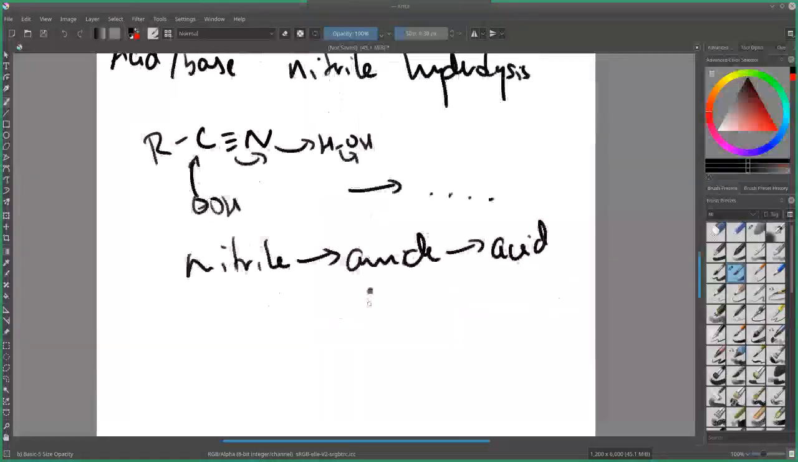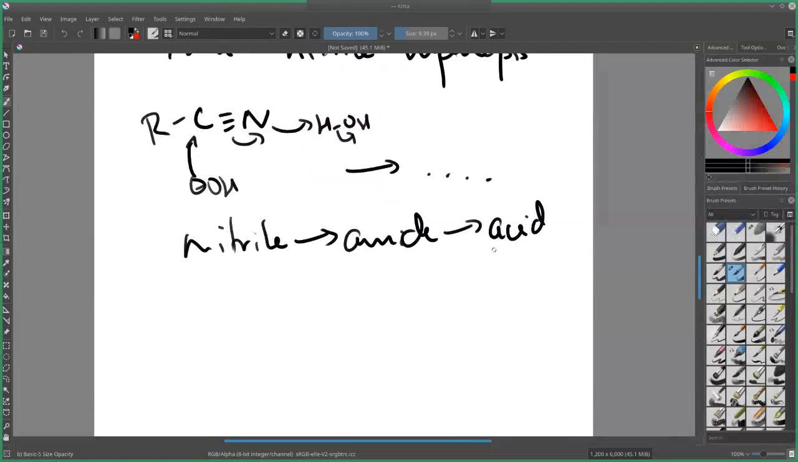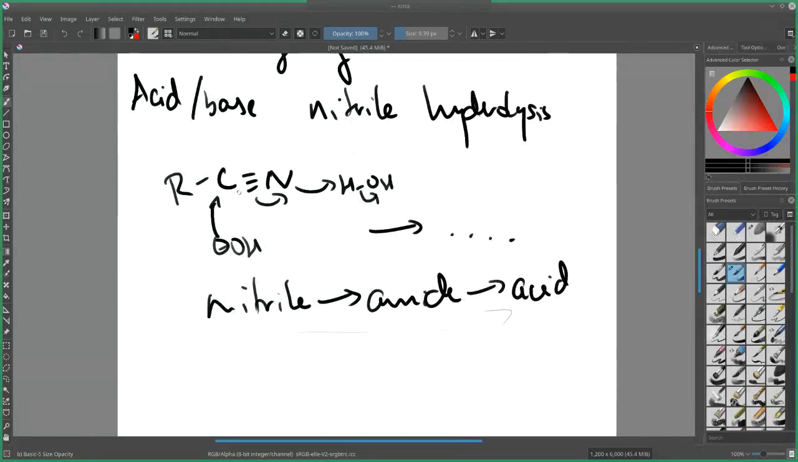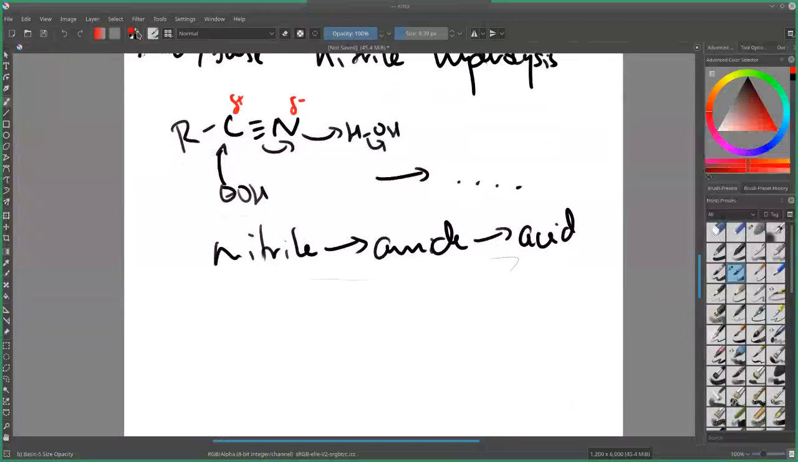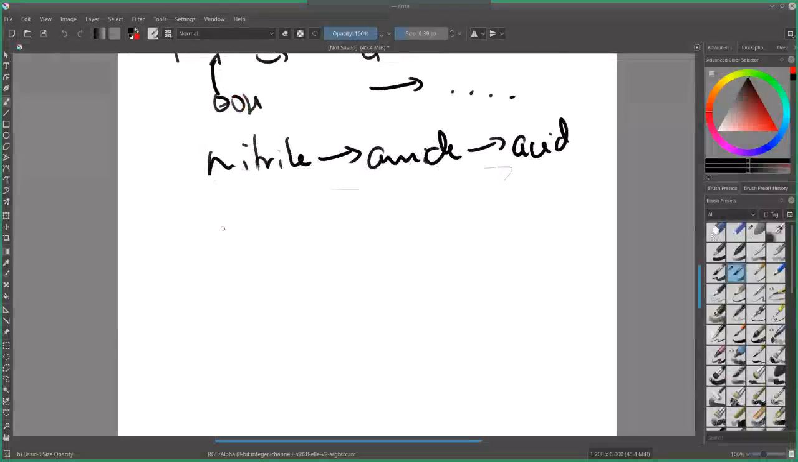Right? So this part you've even seen before. So it's really just going from nitrile to amide. But that's mostly just the fact that this CN triple bond is really polarized. So this carbon is somewhat positive, and over here this nitrogen is somewhat negative. Okay, so it'll act pretty similar to what a carbonyl would because it's similarly polarized. Okay.